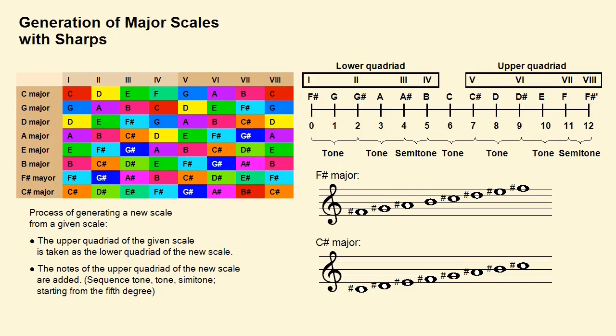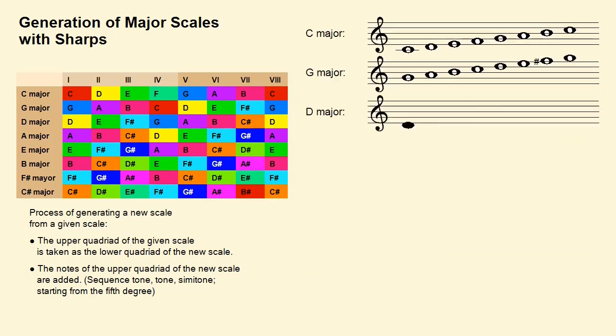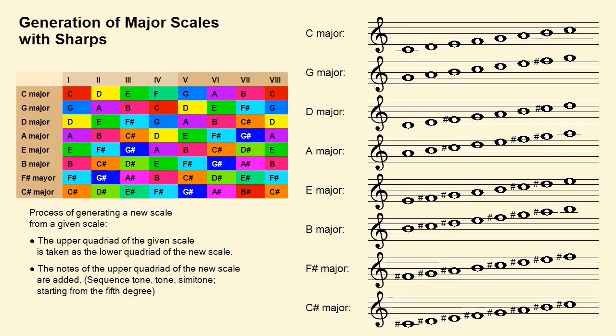To consolidate the concepts, it is convenient that you practice this process of generating major scales with sharps. To help you in this practice, this process has been summarized below the table containing the notes for these scales. Note the appearance of a new sharp on the 7th degree of each new scale.